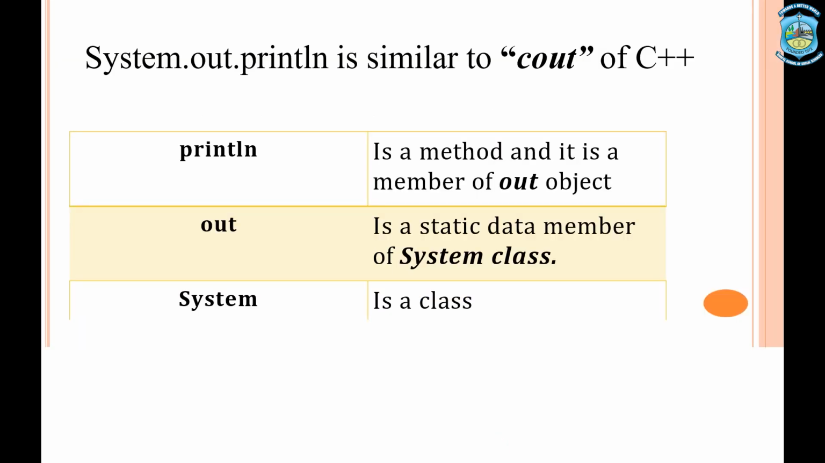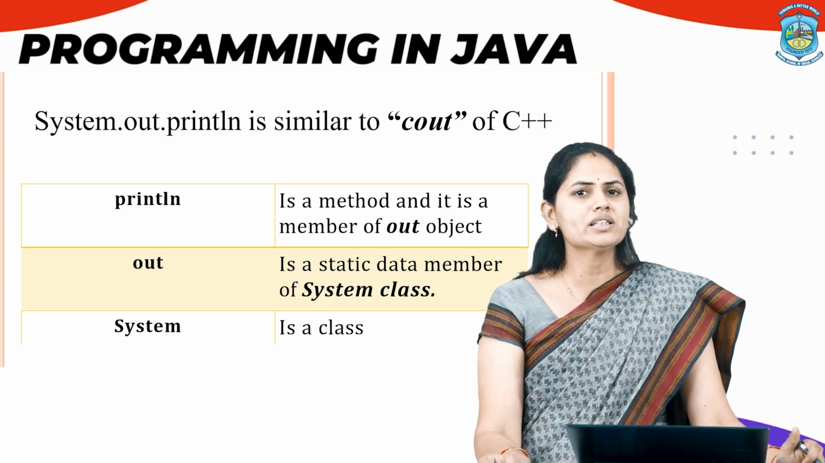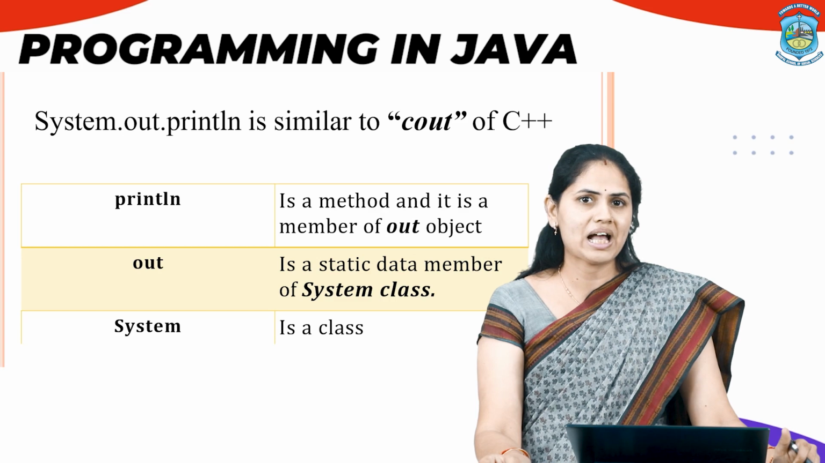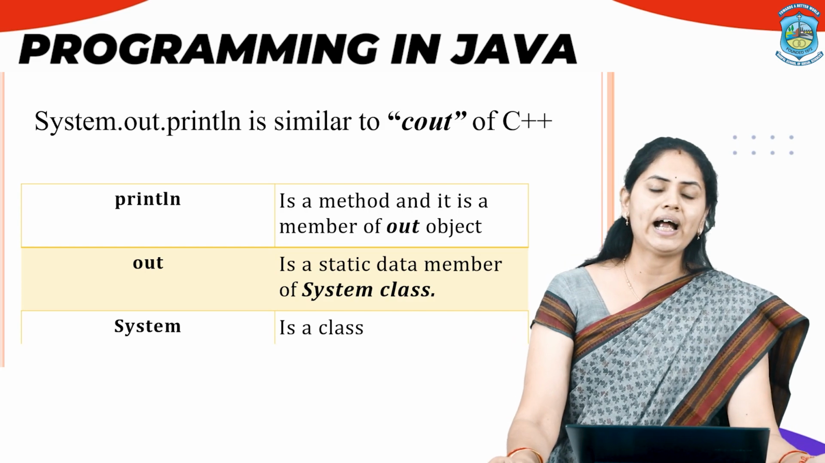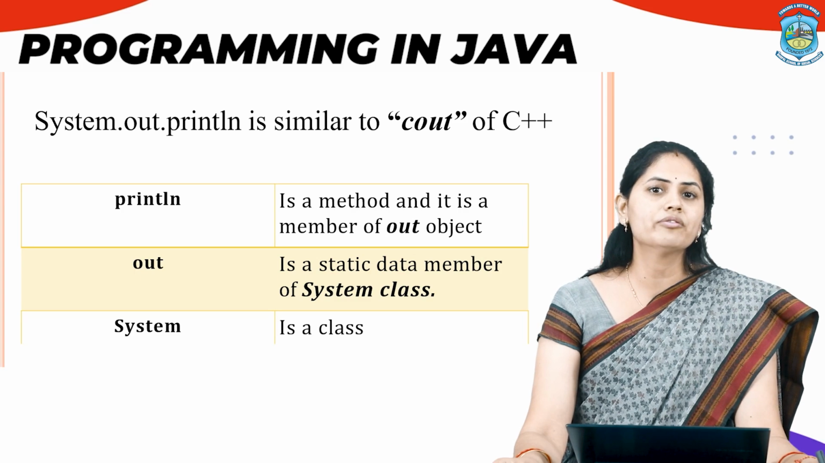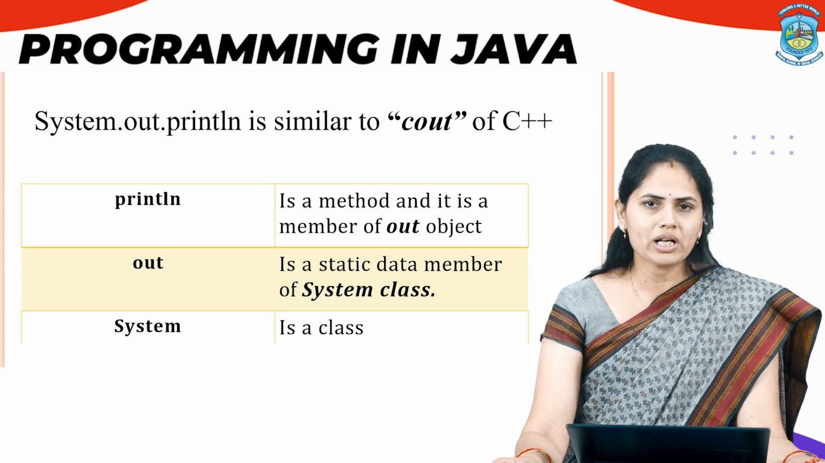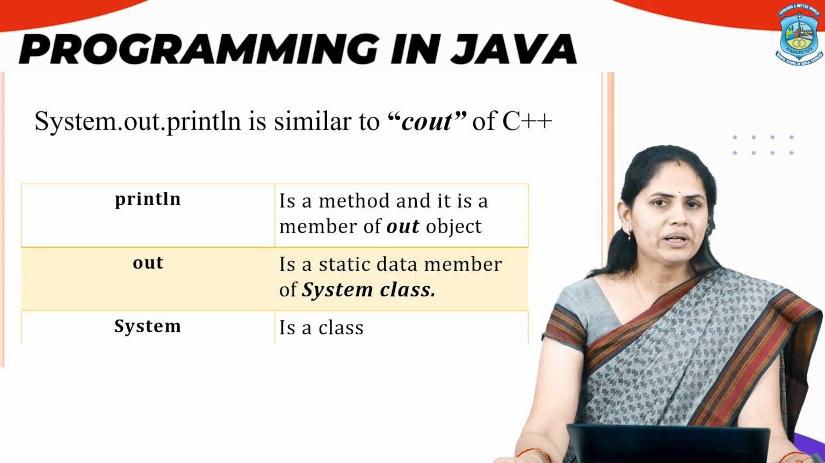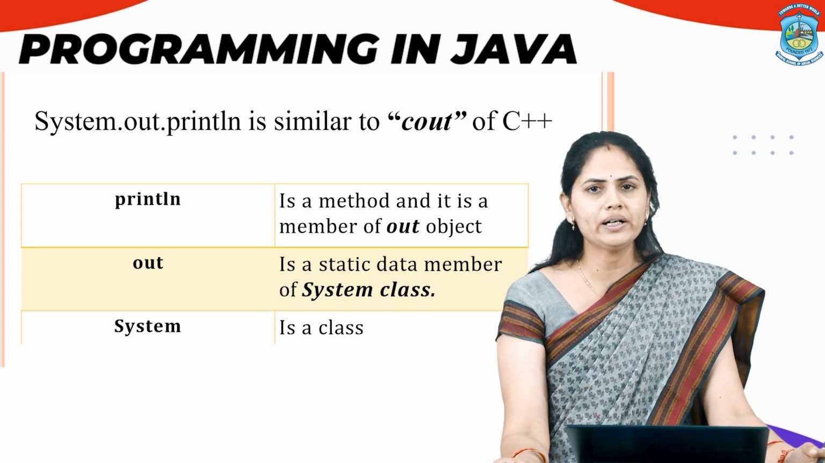So this System.out.println is the same as the cout function in C++. To call the cout function in C++, it is a must to mention preprocessor directives and header files. But here in Java, we are not using any header files or preprocessor directives. We are simply calling the function from the class. So let's see what this System.out.println is. This println, either you can call it println or you can simply write print also.